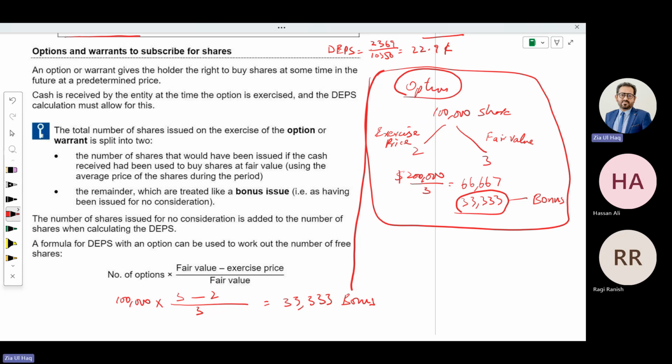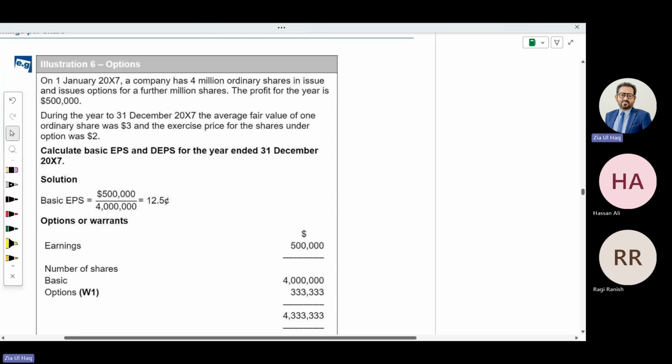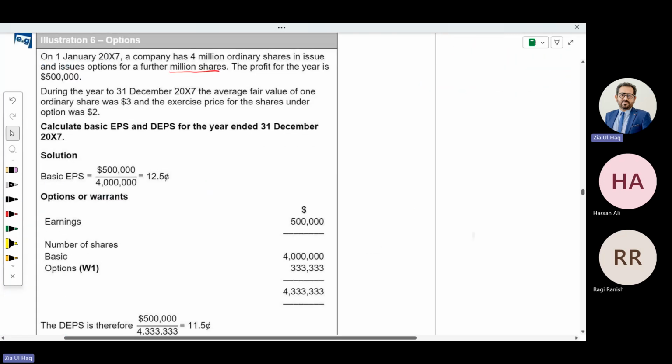How? On 1st January 2027, a company has 4 million ordinary shares in issue and issues options for a further 1 million shares. The profit for the year is 500,000 earning. During the year to 31st December 2027, the average fair value of one ordinary share is 3 and the exercise price for the share under option was 2. What's the formula? Options multiplied by fair value minus exercise price, divided by fair value.